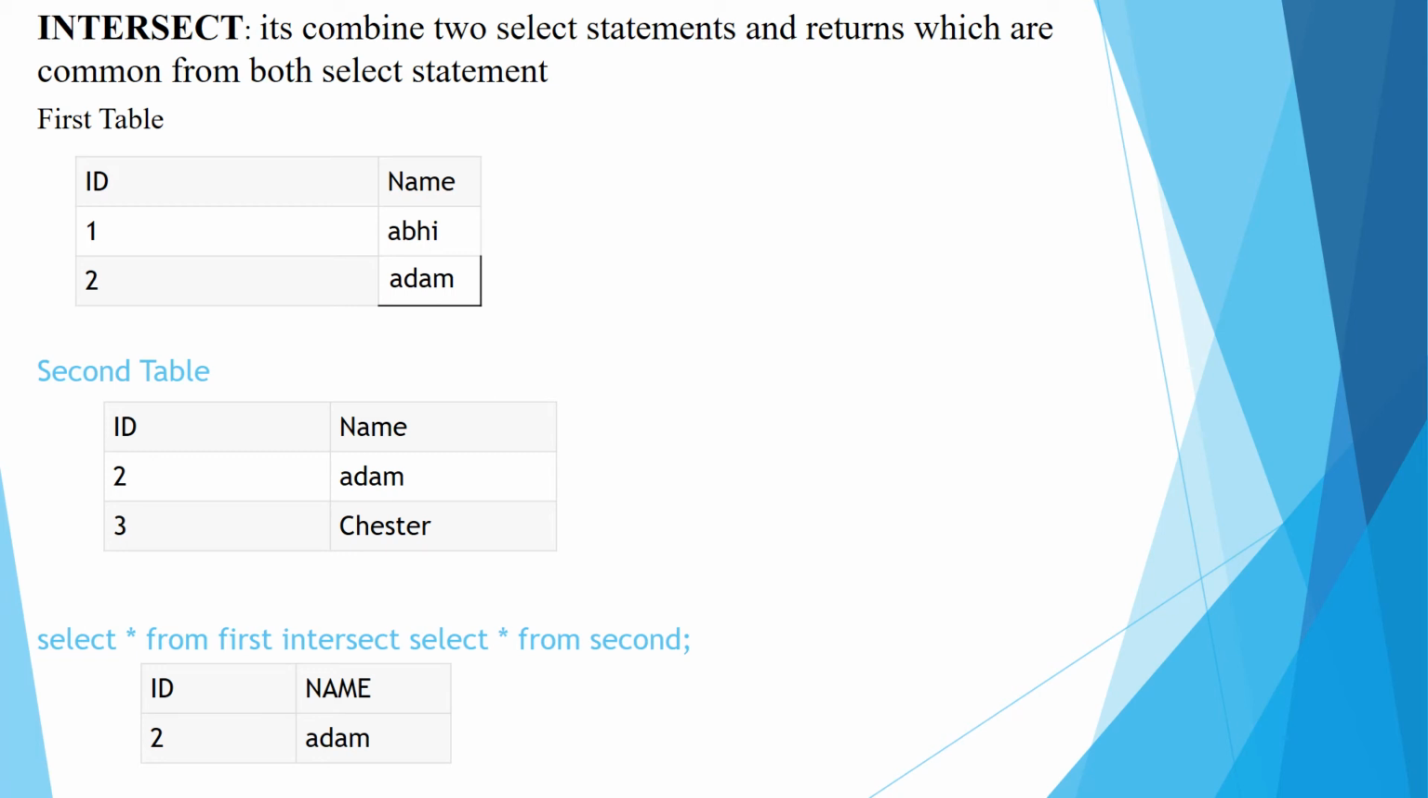So select asterisk from first, intersect, select asterisk from second. It returns only the common tuples available in both tables, and that will be displayed in the resultant table. So the resultant value, ID 2 and name Adam, is the answer for the intersect operation.